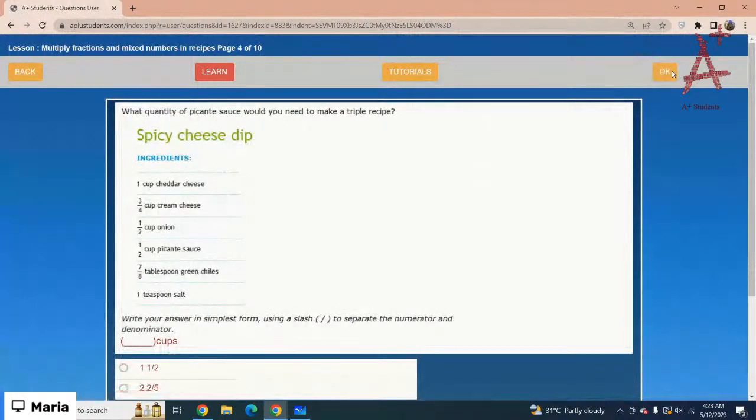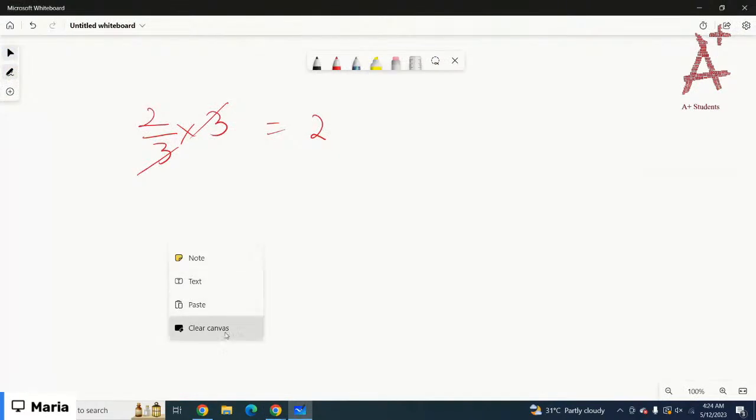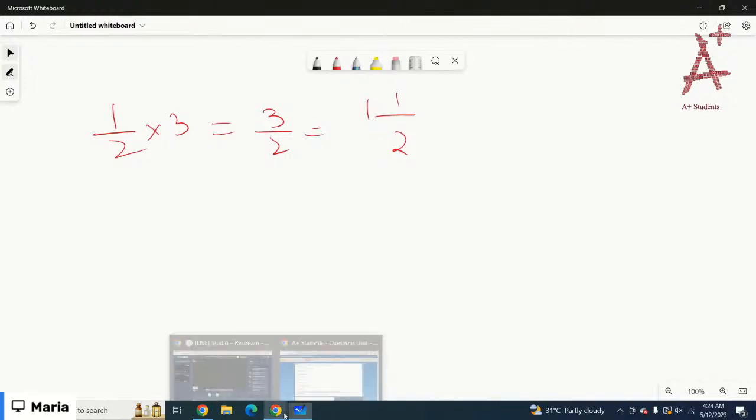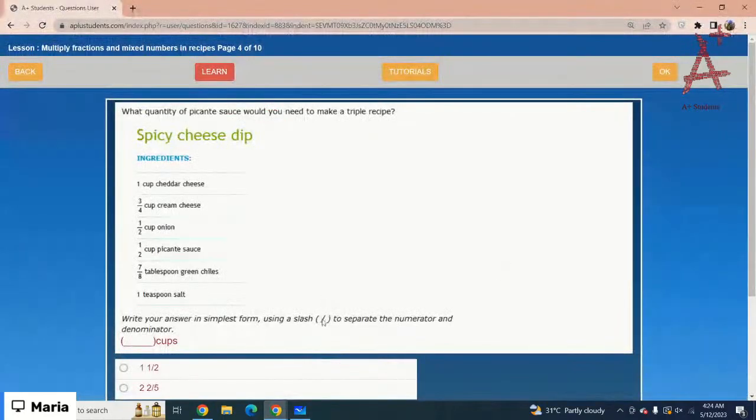Any of the option. Okay, what quantity of percent sauce would you need to make a triple recipe? Okay, it would be half cup. You are going to triple the recipe, so it would be half times 3. 1 by 2 times 3. It would be then 3 by 2, and when you divide, it would be 1 whole 1 over 2. That means you need 1 whole 1 over 2 cup of the sauce if you are going to triple the recipe.